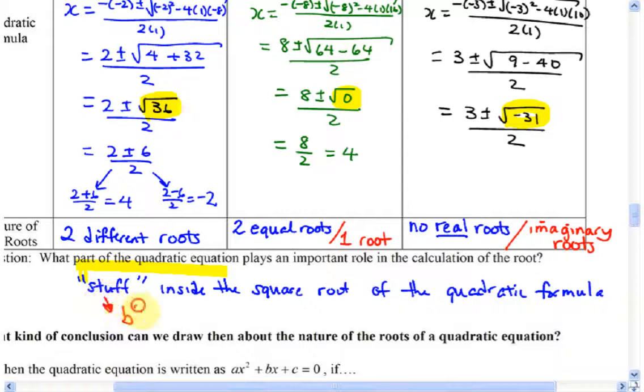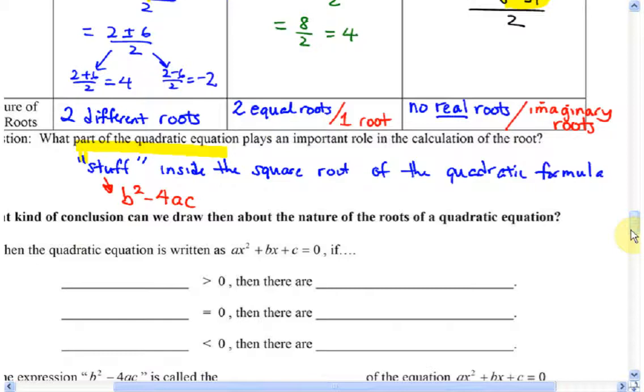So really what I'm saying to you is you need to know a, b, and c. If you plug them into this expression, b squared minus 4ac, you can tell if there's going to be two roots, one root, or no real roots. So that stuff is this b squared minus 4ac.